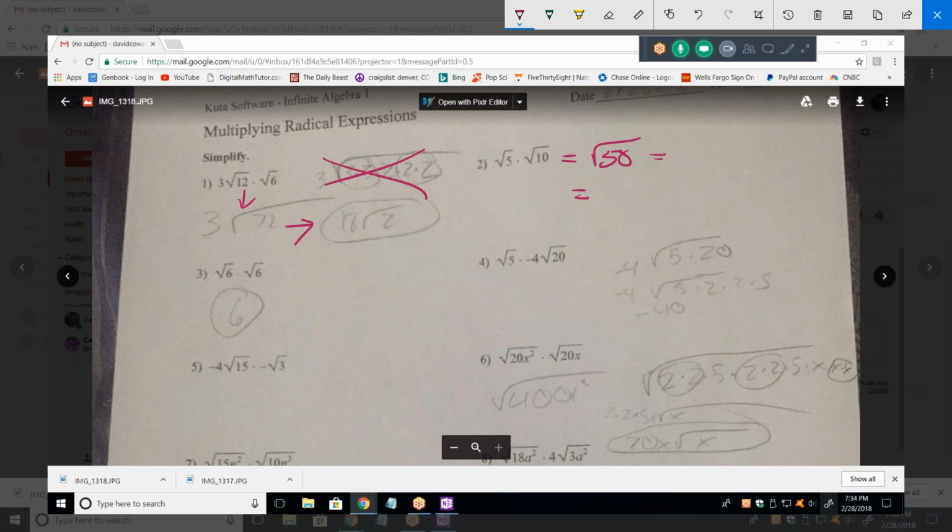What are better factors for 50? Remember, when you're looking for the factor, you want one of them to be a perfect square number. 2 and 25. Yeah, that's much better. And now that becomes a whole number. 5 squared is a 2. And there's your answer. Okay, number 3 you got. Number 4.